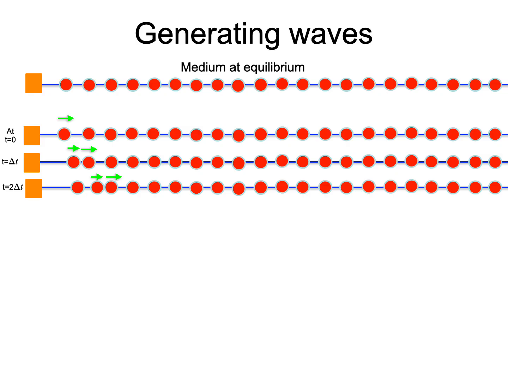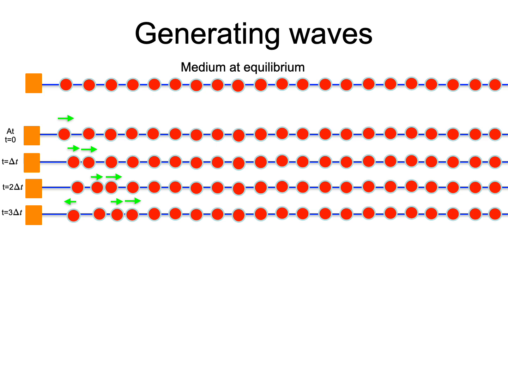Puck number 2 eventually stops, and it is the turn of puck number 4 to get the maximum speed. At time 3 delta t, it looks like this.